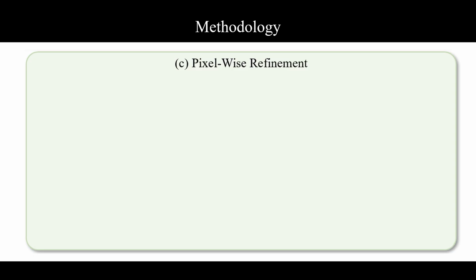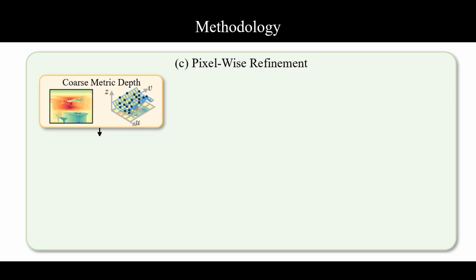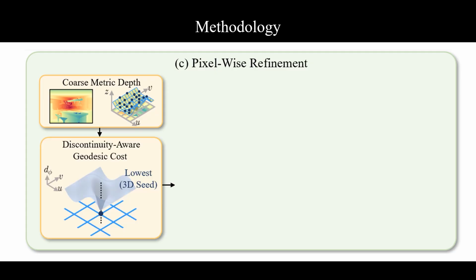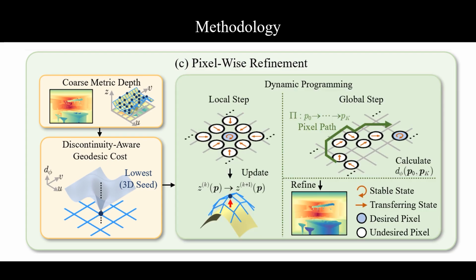Pixel-wise refinement. Segment-wise recovery provides a coarse metric depth estimate, but per-segment matching leaves residual pixel-level errors. We therefore introduce a mathematically interpretable, pixel-wise refinement to correct these residuals. Based on coarse depth, we derive pixel-wise discontinuities that guide the paths of depth propagation. We formulate the geodesic problem as a path integral optimization and solve it efficiently via dynamic programming, progressing from local updates to a global solution.